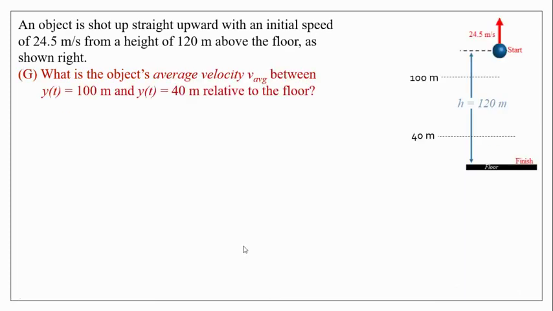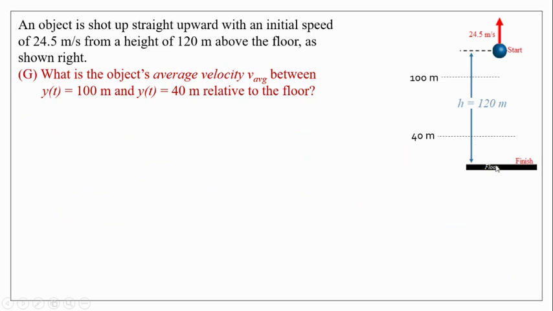All right. So let's do part G. Part G is a little tricky. This one I think is the hardest one out of the parts. It asks you for what is the average velocity between 100 meters and 40 meters relative to the floor. So here on the right, I have it kind of just not drawn to scale.